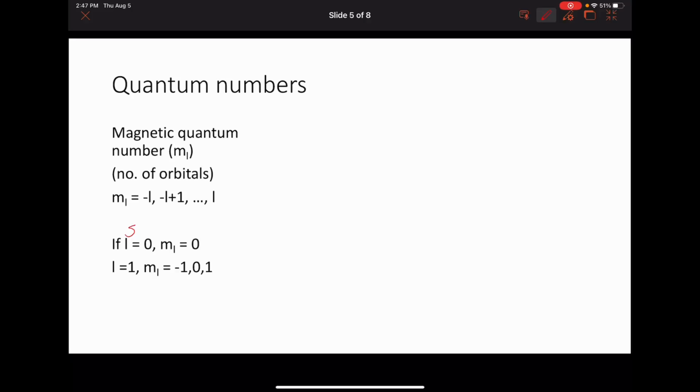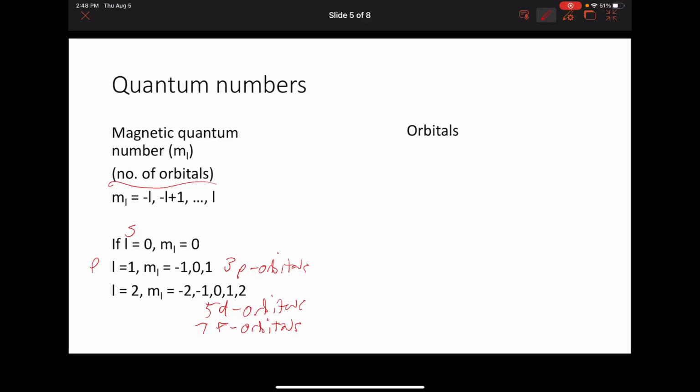If we have a p orbital, right, so here's L equals 1, then we have m sub L can be minus 1, 0, and 1. That means there are 3 p orbitals. Okay, so that's what I mean by it telling you how many orbitals that you have. The d orbitals, that means there are 5 d orbitals, and then there are actually 7 f orbitals if we were to go through that process all the way.